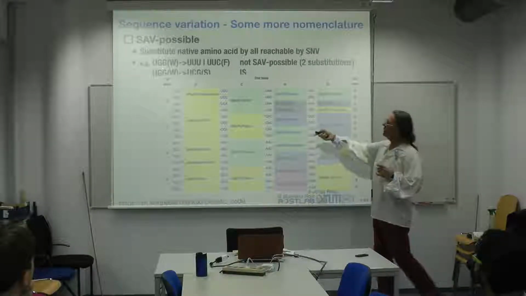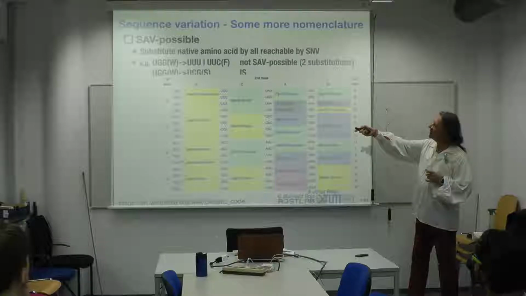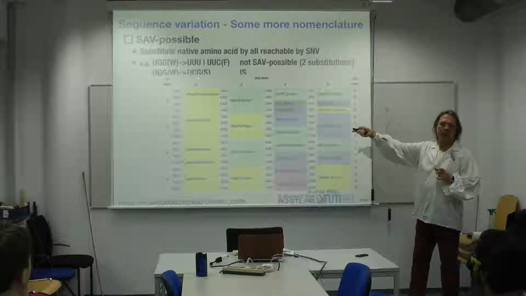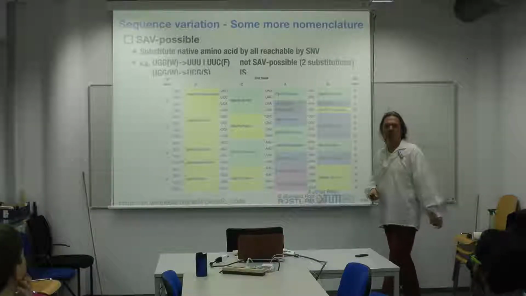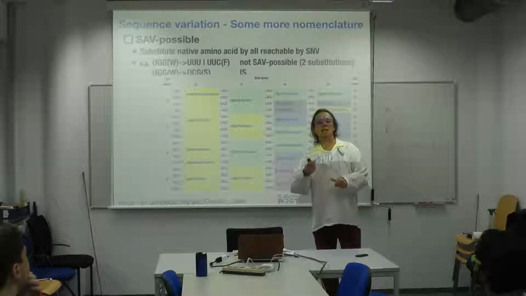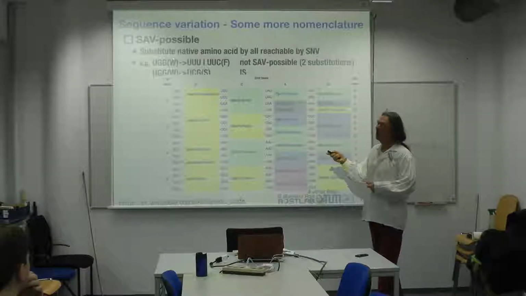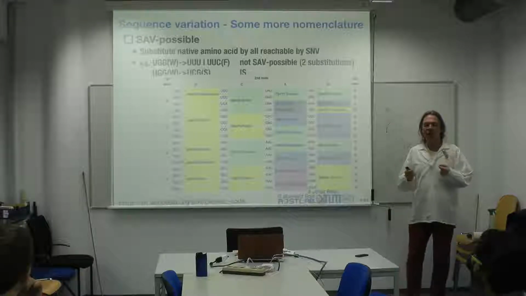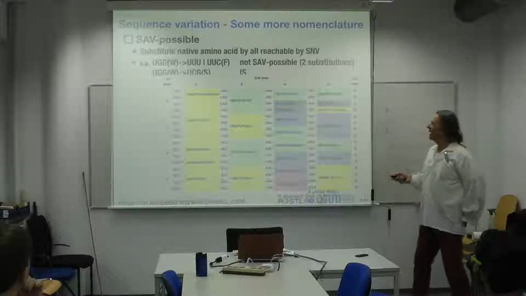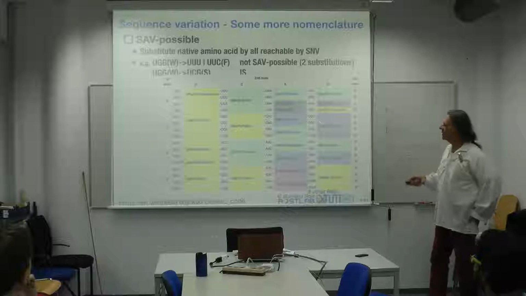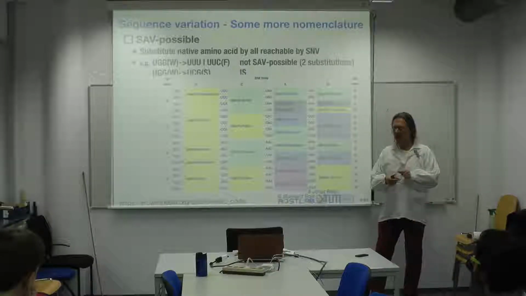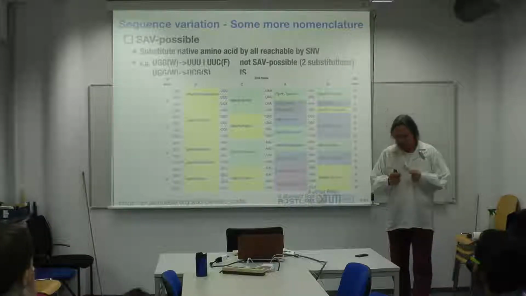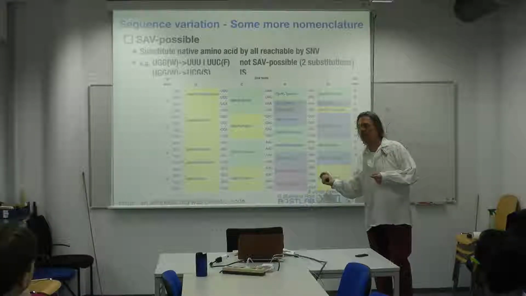Okay? Now here we have the UGG. If I just change the central G to a C, I do get another amino acid. So that is SNV possible. Here, one nucleotide change leads to a change in the amino acid. Here, not a single one, at least. A double one does. And this goes back to the code of nucleotides to amino acids. You see which single nucleotide changes change the amino acid and which don't.